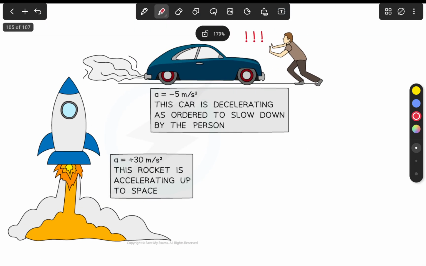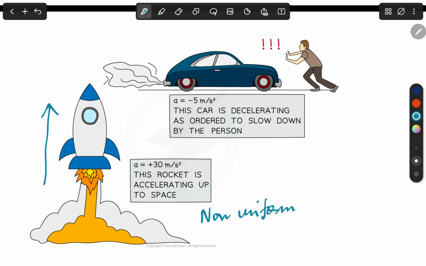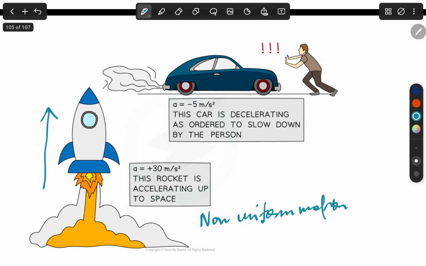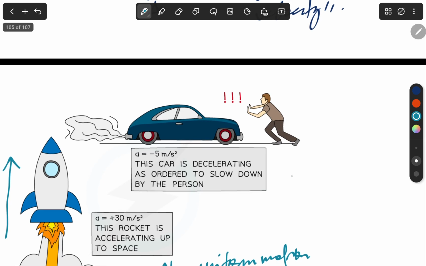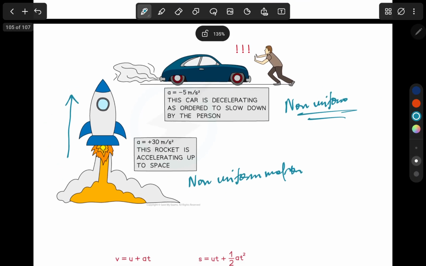Examples of non-uniform motion can be a rocket being launched in the air. This is a diagram from Save My Exams, but it's a very good diagram to help you understand that non-uniform motion exists. The velocity of the rocket will increase by a lot every second. It's not going to be constant. Along with this, we can say someone stopping a car is another example of non-uniform motion or non-uniform acceleration.